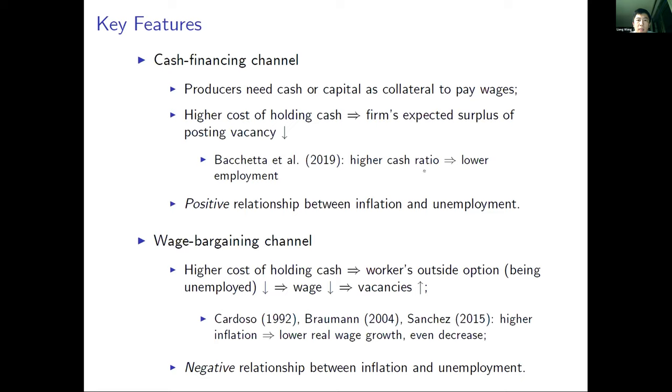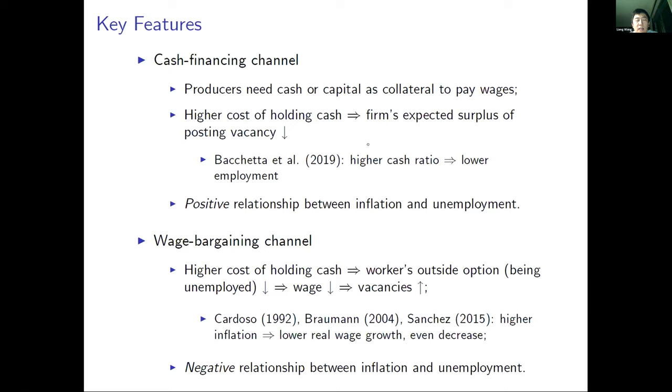And we have some empirical evidence, not directly. We do the empirical work in this paper, but this is a paper by Bacchetta et al. It came out in AEJ Macro. It's a micro level empirical paper. It shows that when there's a higher cash ratio in firms, it goes together with a lower employment size of the firm. So we consider this as evidence to support this first channel, the cash financing channel.